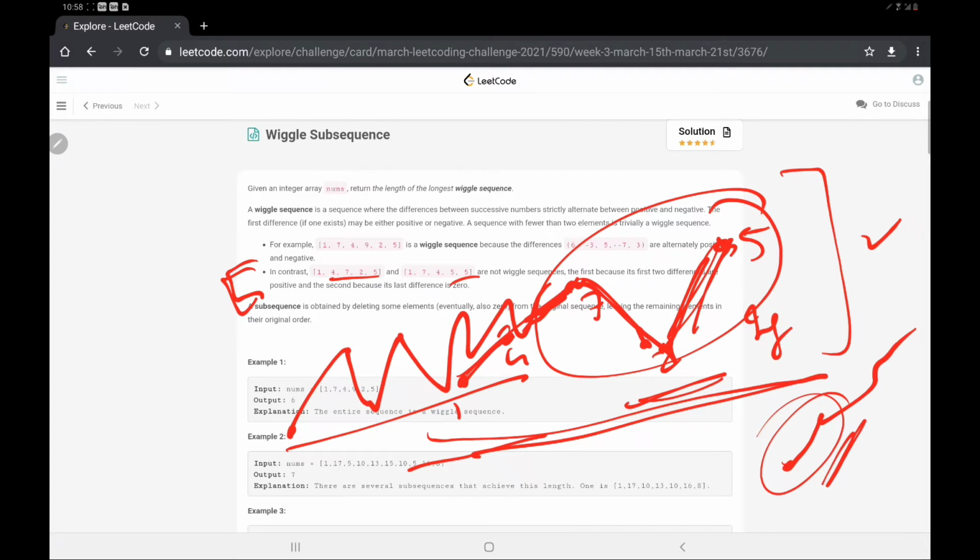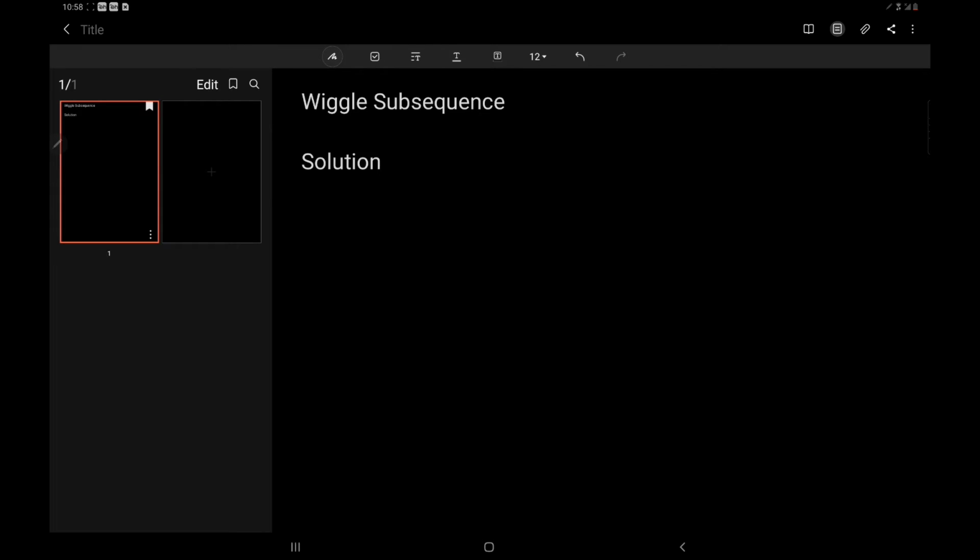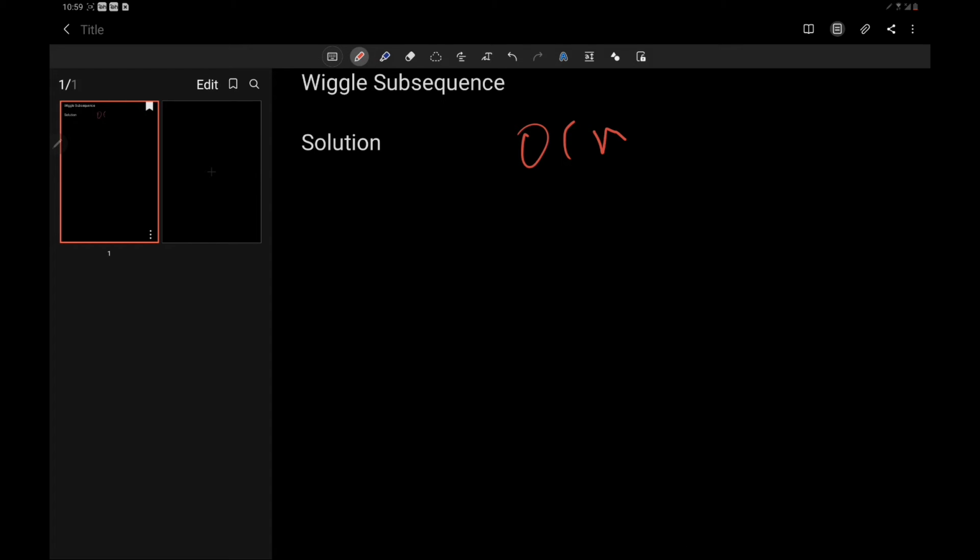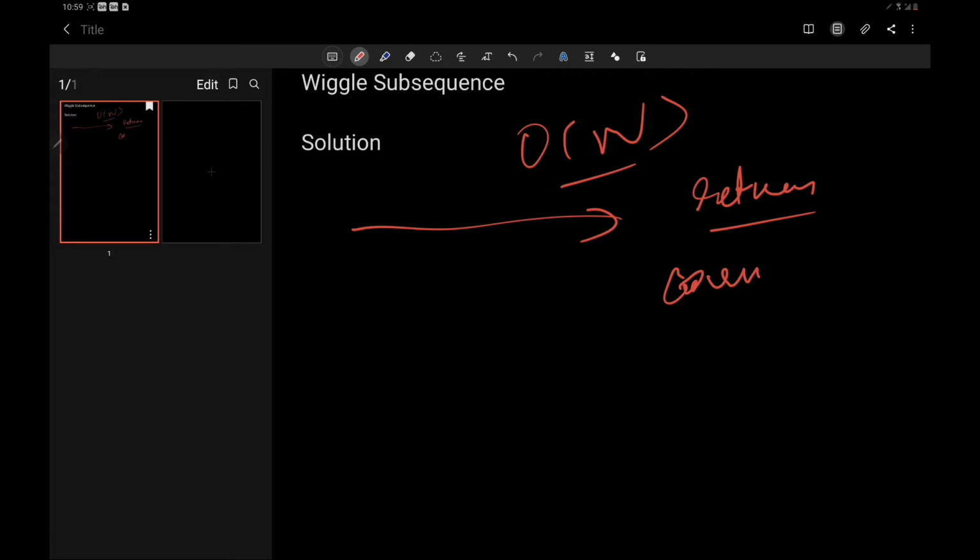All right, so let's see the approach for this question. To solve this question in O of n time, we have to traverse the array once and return the length. Because we have to return the maximum number of elements, the length of that subsequence, basically we have to return the count. So let's keep a count variable and we will increment it as we get our subsequences. Let's see how we are going to obtain that.